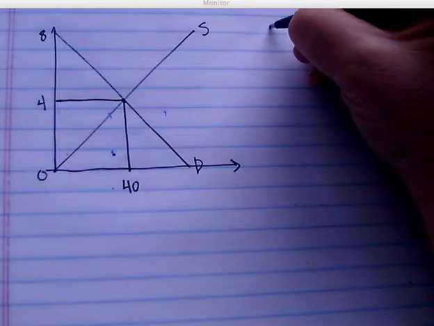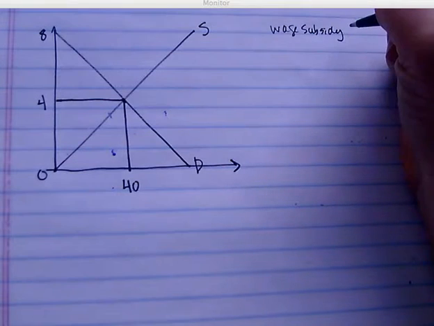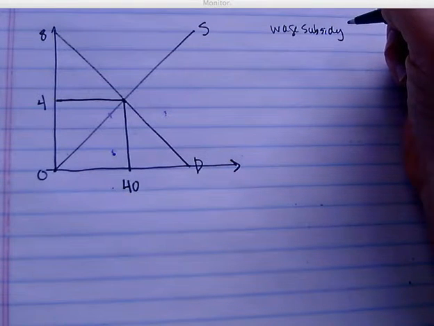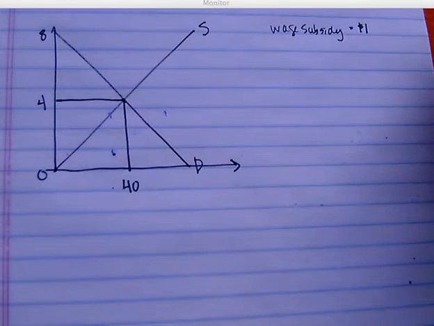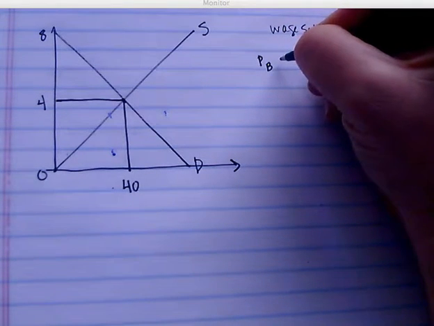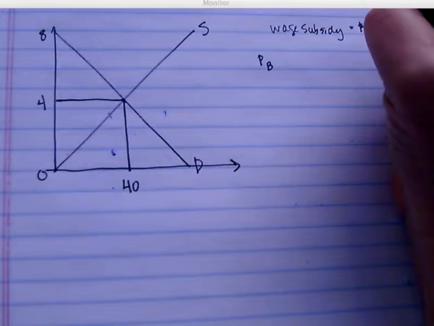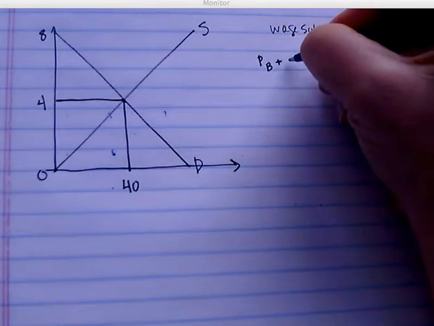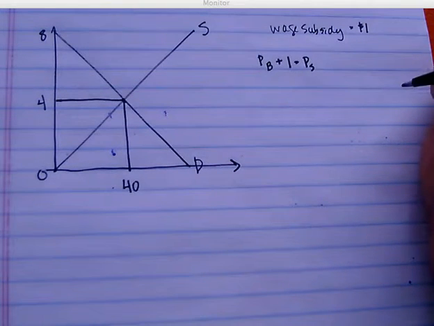Now if we add in a wage subsidy, and the wage subsidy in this question is a wage subsidy of $1 per hour, right? And so what that's going to do is drive a wedge between the price that the buyers pay and the price that the sellers receive. So the buyers are going to pay $1 less than the sellers receive. So the price to the buyers plus $1 equals the price to the seller, right? And so once again, that's going to draw a wedge in between these two prices.